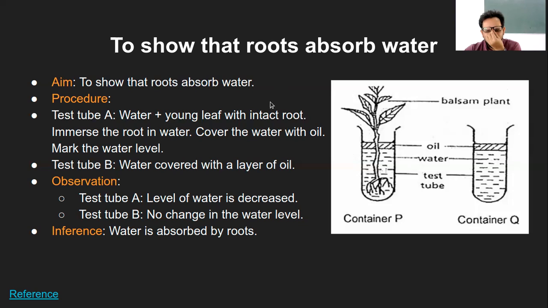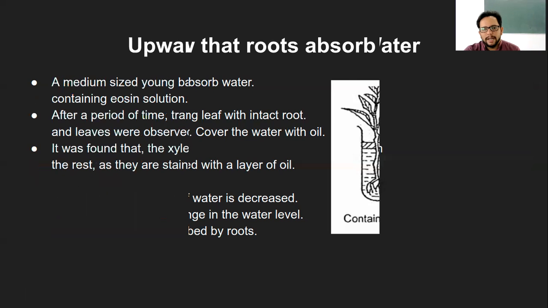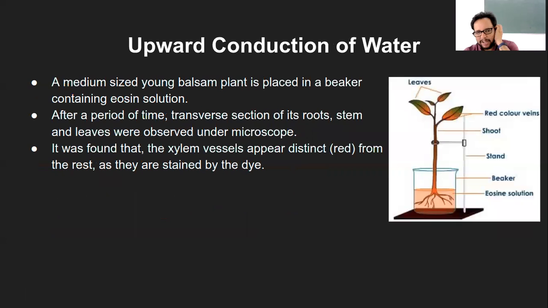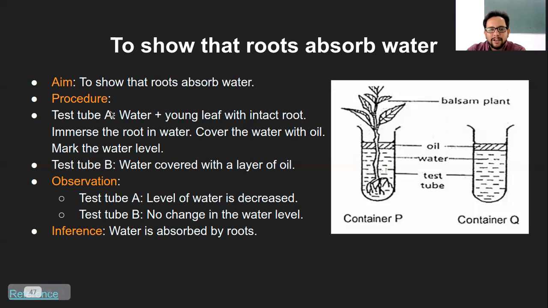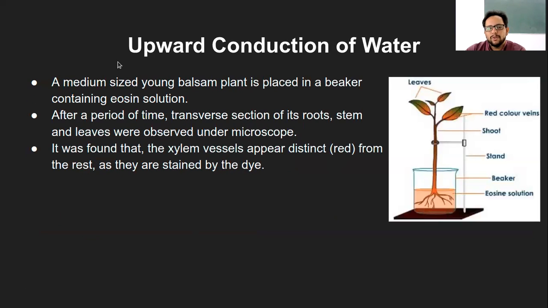Okay, so that is the first experiment to show that roots absorb water. Now the second experiment is to prove that there is upward conduction of water. Now I have not written in the same manner, like you have to write aim, procedure, observation and inference. I assume you will be able to easily figure out what the aim is. The aim is to show that water conduction happens in the upward direction, right?